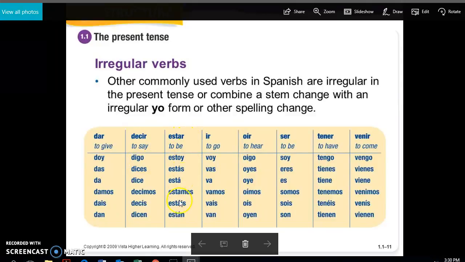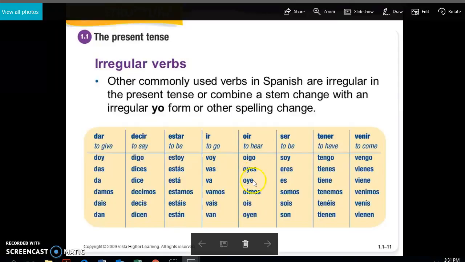Estar, this is a verb that we've been studying since August. Hopefully most of you have it by now. Ir, you see how it goes from a two-letter word to voy, vas, va, vamos, van. And again, you somewhat can see the pattern o, as, a, amos, an, but you have to remember that letter Y at the beginning with the yo form.